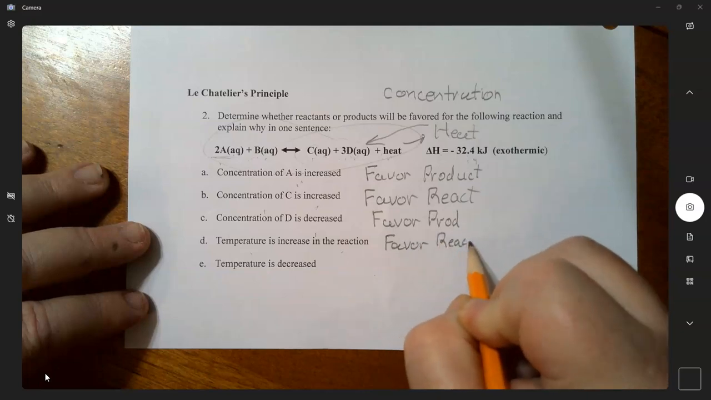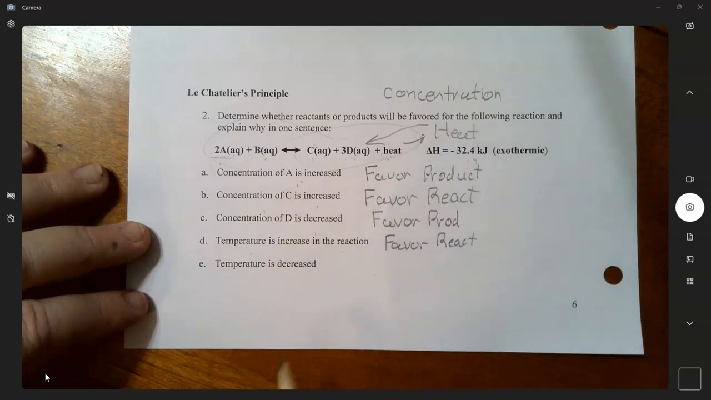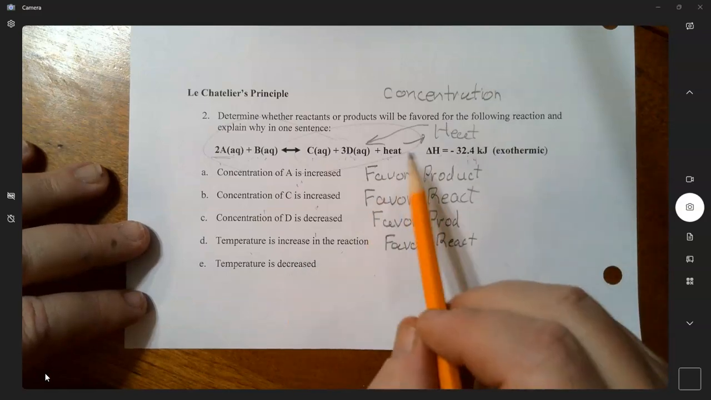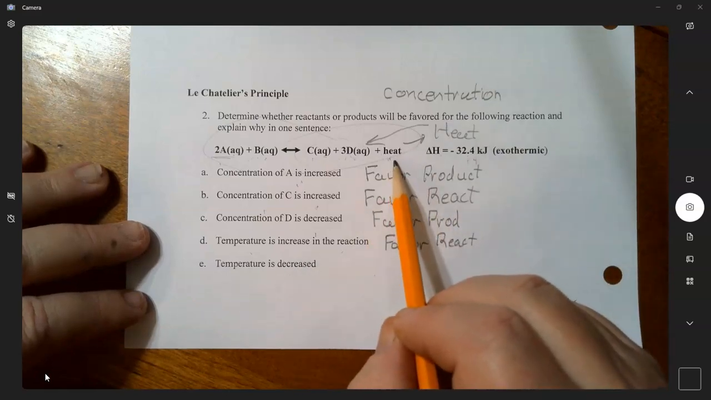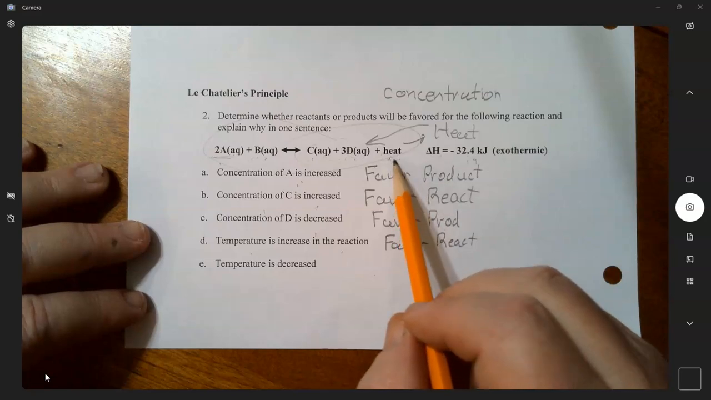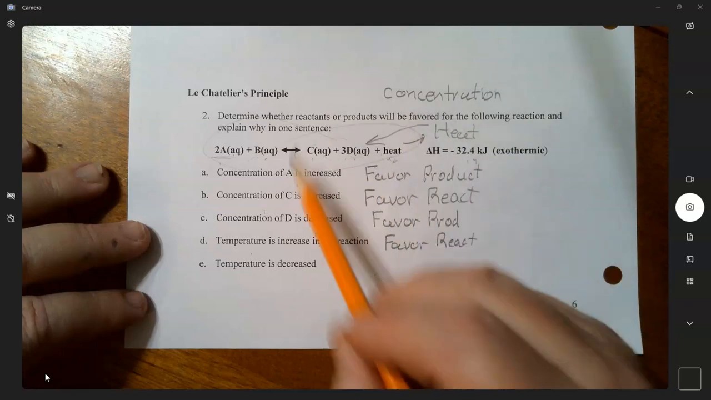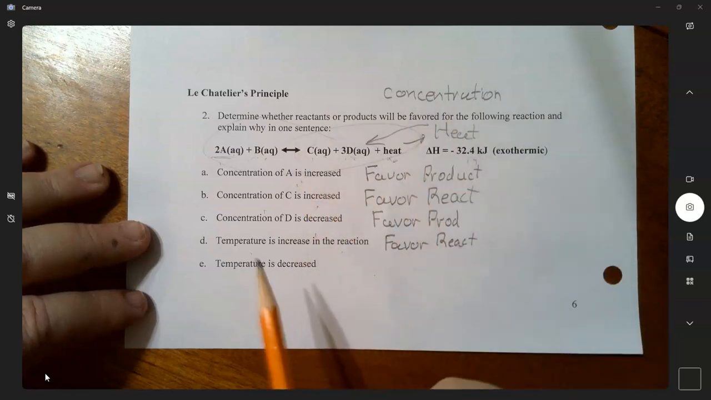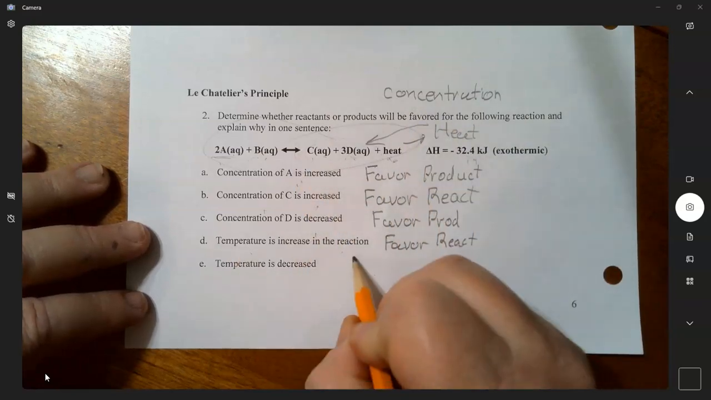It's going to tend to want to move to the left or favor the reactant side. If you decrease the temperature, now heat wants to come out, and it wants to come out into a really cold room. So it's very easy for the heat to come out if the surroundings out here are cold, so that is going to favor products.